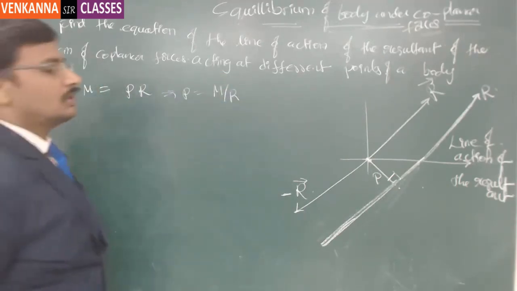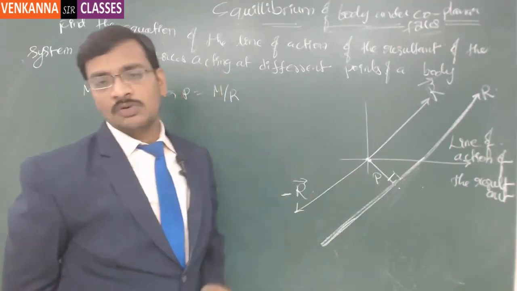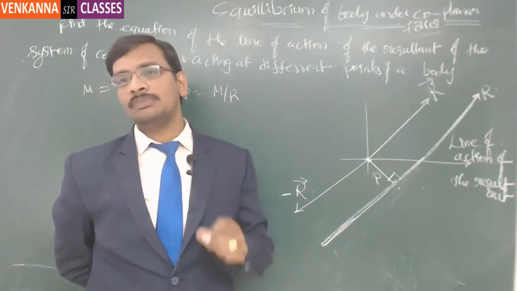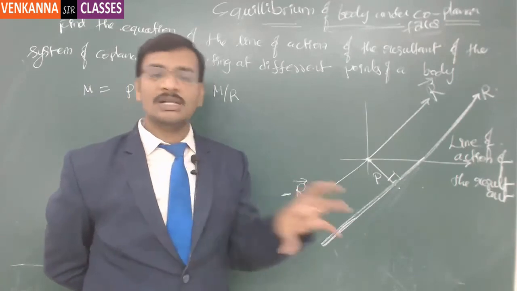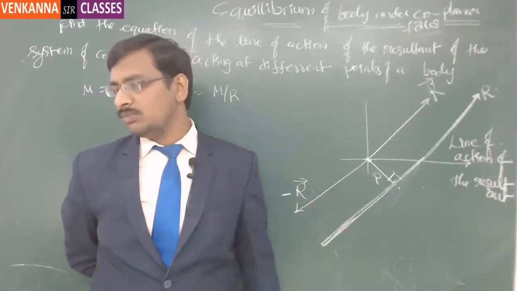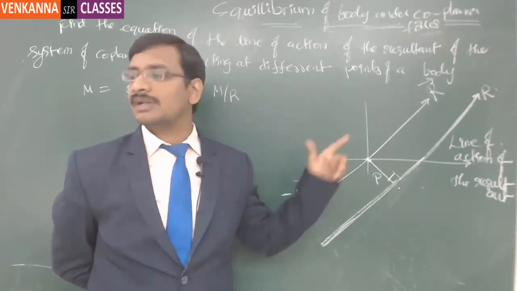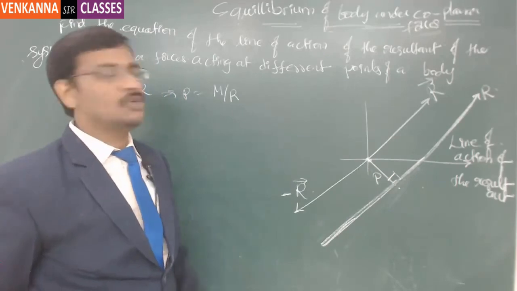So there is one more theorem. If there are multiple forces and those forces individually contribute to the moments M1, M2, M3, up to Mn, then the sum of all the moments together will be a single moment. That moment is equal to the moment of the resultant force about the same point. Got it? We proved this statement in the previous class.